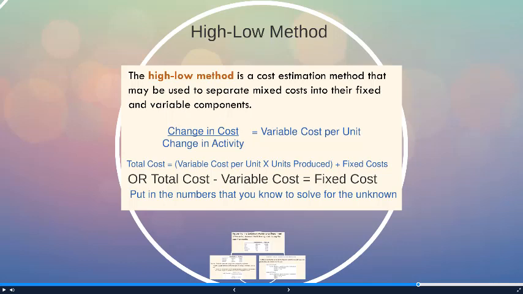Our total cost equation is total cost equals our variable cost per unit times our units produced plus our fixed costs. So if we know what our variable cost per unit is, we would know our total cost and our units produced from the set of data. Then we can figure out that missing piece, which would be our fixed cost. So we put in the numbers that we know, and we will solve for the unknown, which is our fixed cost.